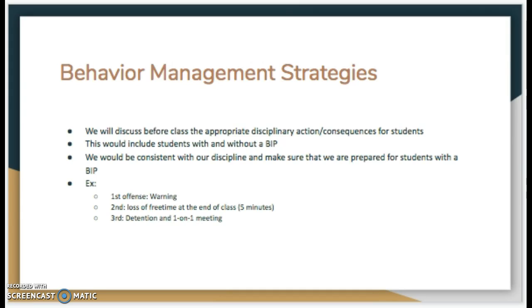An example of things we could do is the first offense is always a warning. The second would be a loss of the free time that they would normally have with their technology at the end of class. And the third would be a one-on-one meeting with the student or with their parents, and then detention.